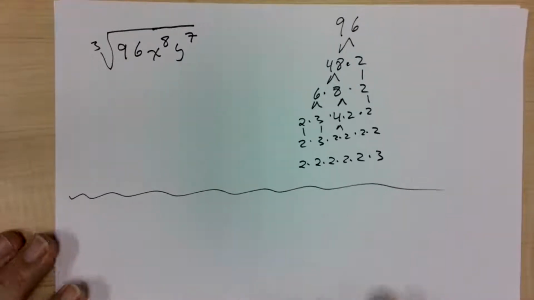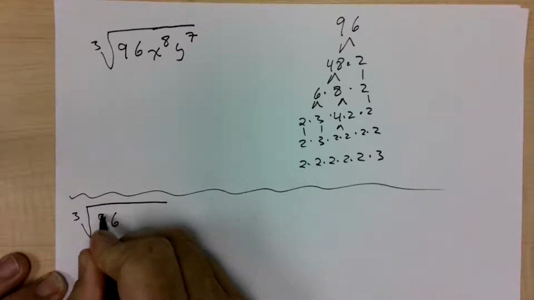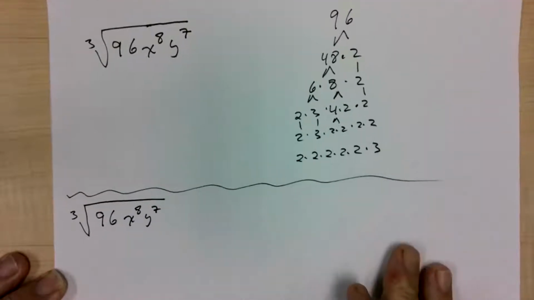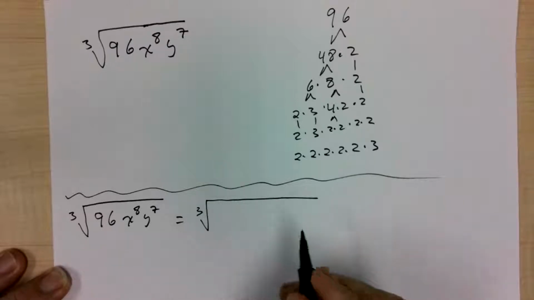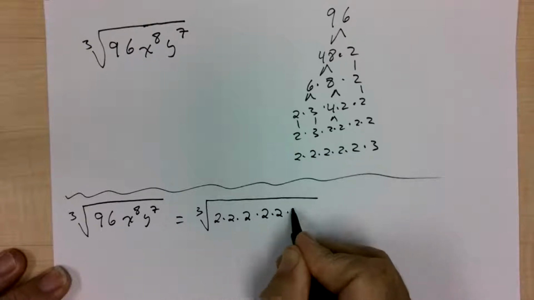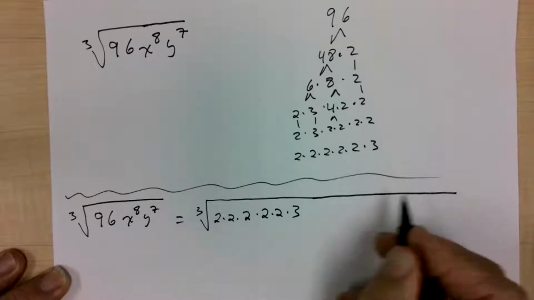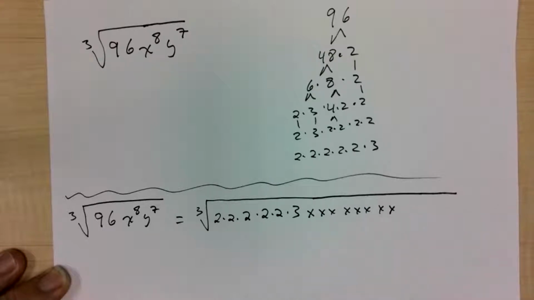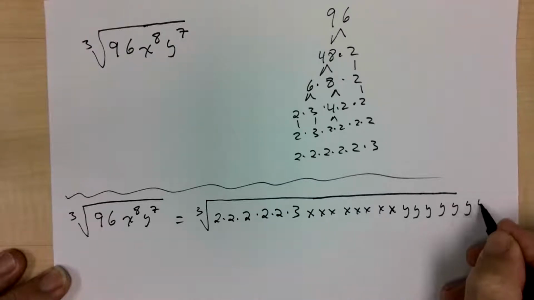So I have the cube root of 96, x to the 8th, y to the 7th. So I've just done this expansion, this factoring. So I get the cube root of 2 times 2 times 2 times 2 times 2 times 3. 5 2's times 3. X to the 8th, 1, 2, 3, 4, 5, 6, 7, 8. Y to the 7th, 1, 2, 3, 4, 5, 6, 7.